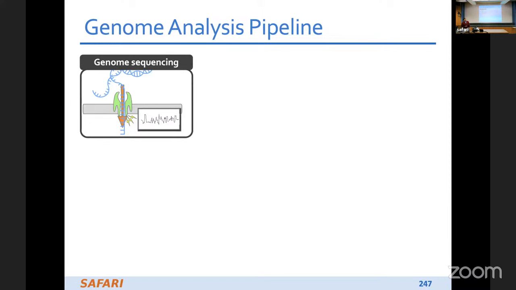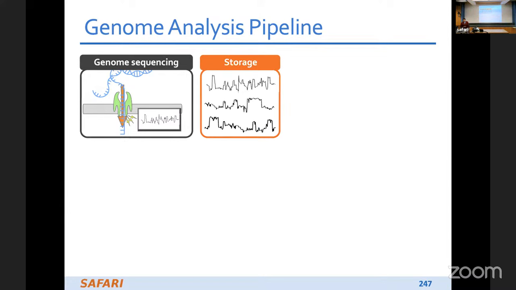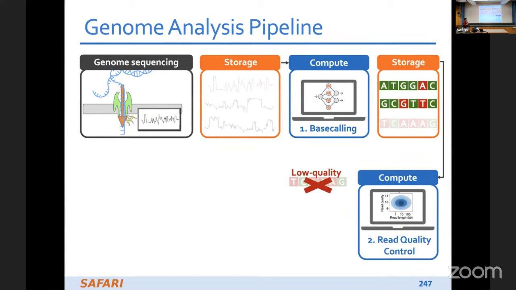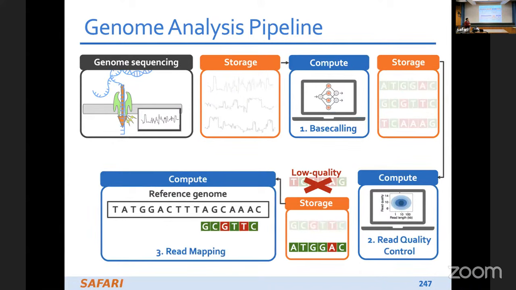So in nanopore sequencing, if you remember, we're generating electrical signals, and this is stored. We're computing them so that they are base called; we translate them to the bases. Again, these are stored. And then we do lots of computation. Some of them will not be used, some of them will be used, but then we also do read mapping, et cetera. Some of them will be mapped and some of them not. So I'm re-showing these steps because I want to show you the tail of the data movement, from the beginning to the end.